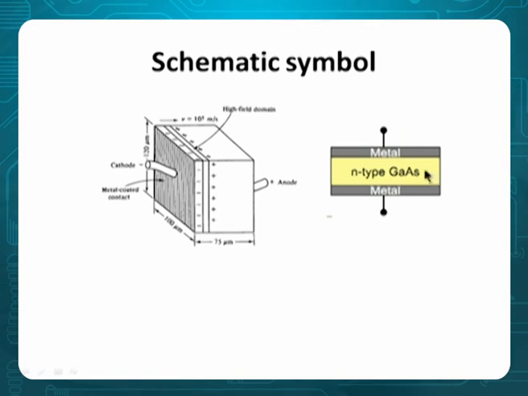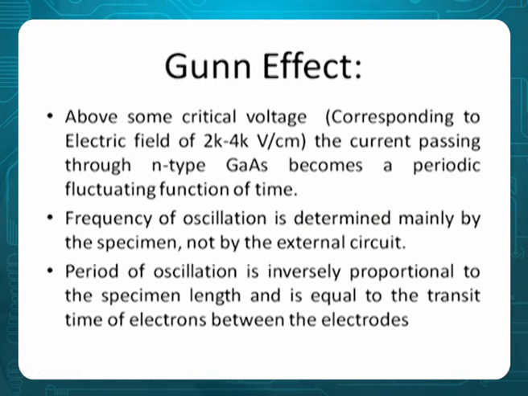There is a schematic symbol, N-type gallium arsenide, and metal here. This is the meaning of what you call your gallium arsenide diode. Let me just tell one word about the Gunn effect. Above some critical voltage corresponding to a field of 2K, 4K, that is 2000 or 4000 volts per centimeter, please understand, it is a field effect. Electric field is always called volts per centimeter. The current passing through N-type gallium arsenide becomes a periodic fluctuating function of time. When this happens, we call it the Gunn effect.